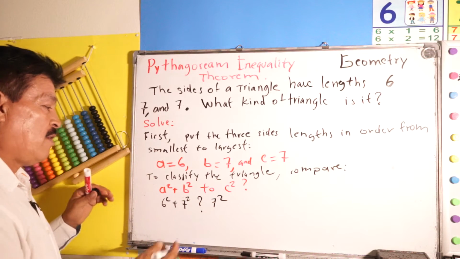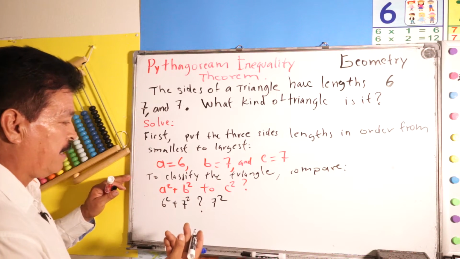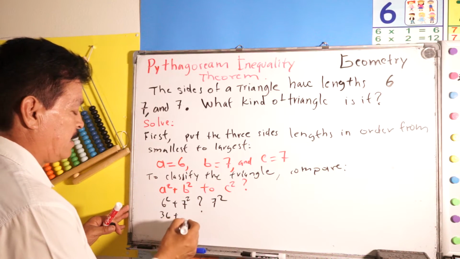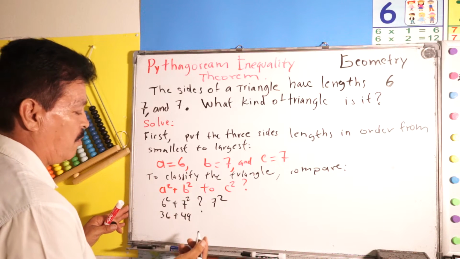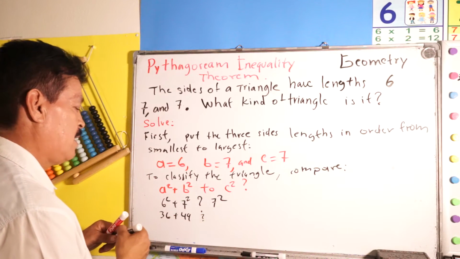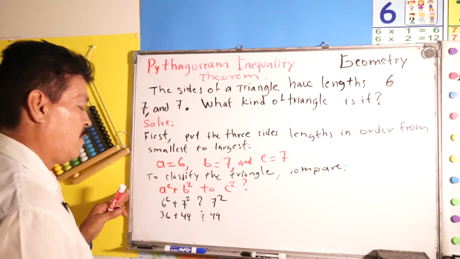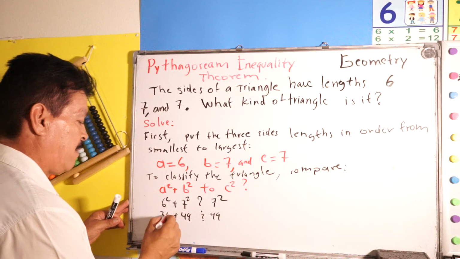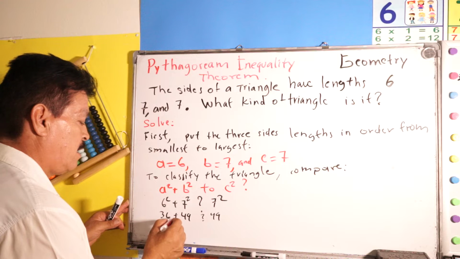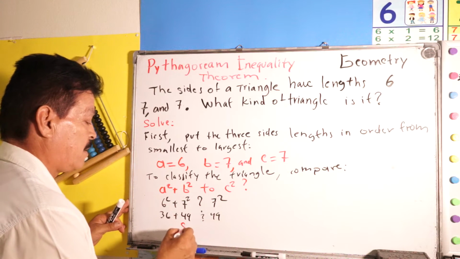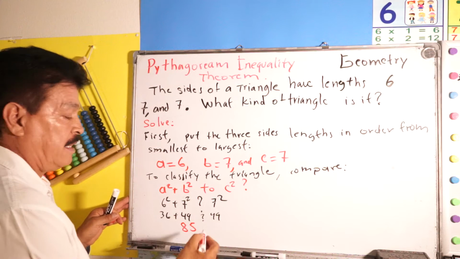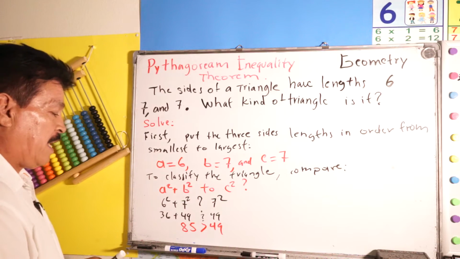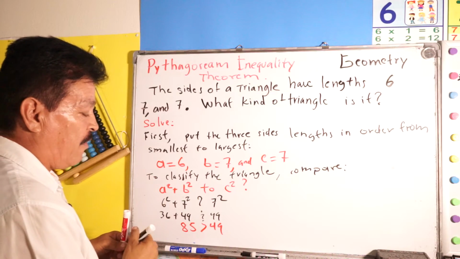Alright, so now simplify. We have 6 times 6 is 36, plus 7 times 7 is 49, or 7 to the second power. And then you simplify here, you're going to have 85. 85 compared to 49. Look at here, our conclusion: 85 is greater than 49.